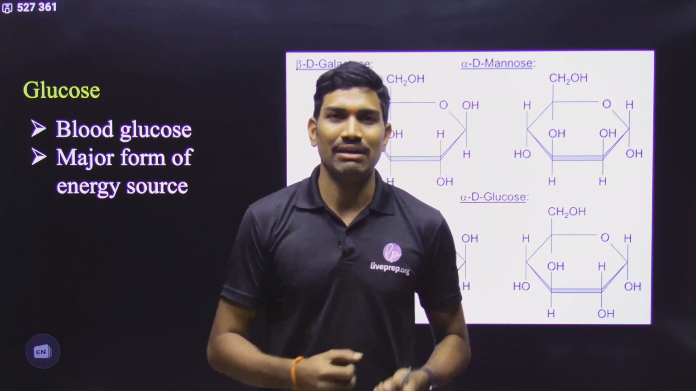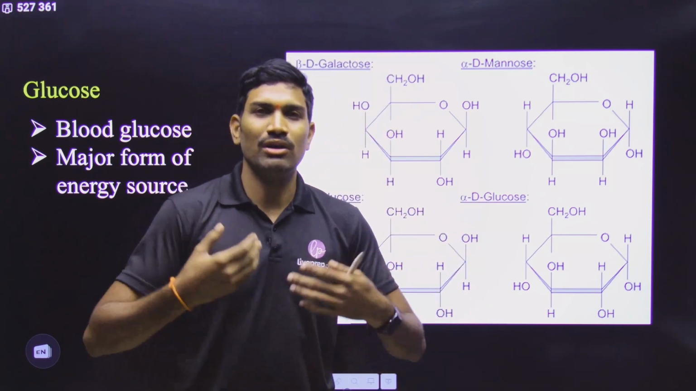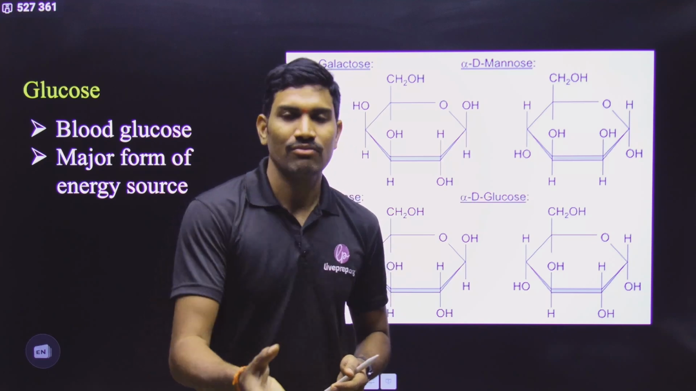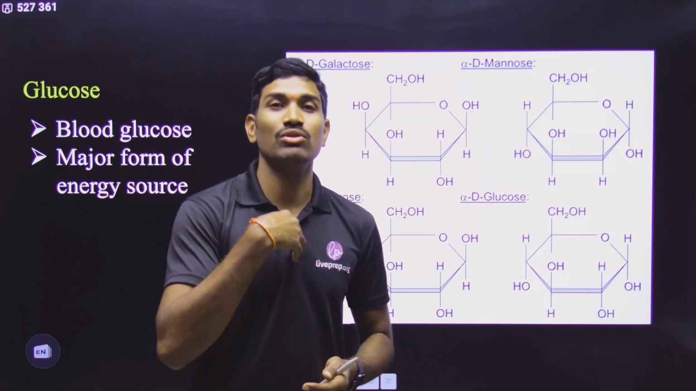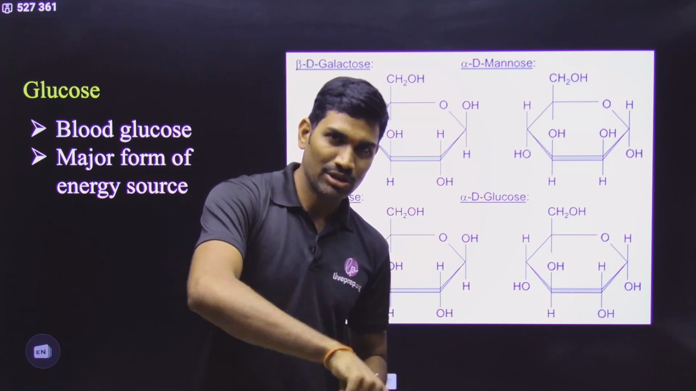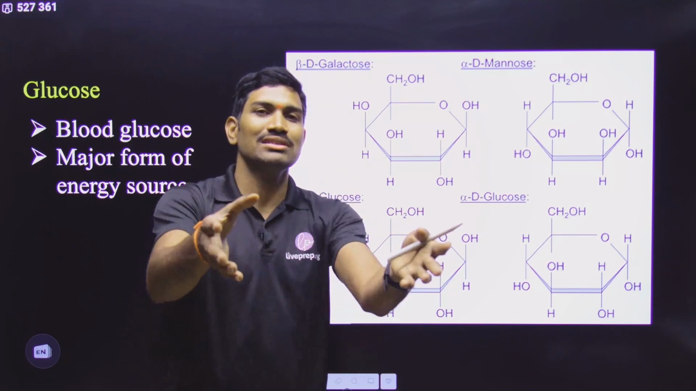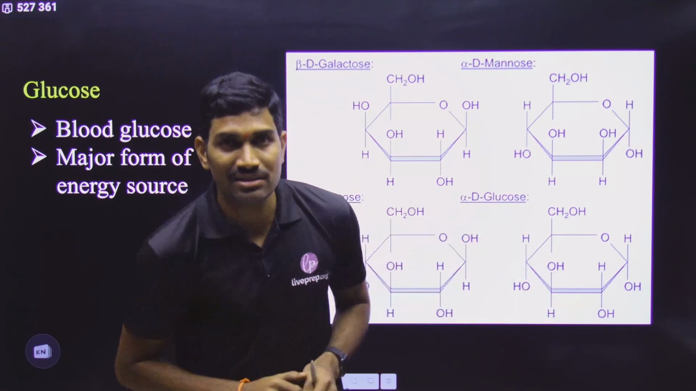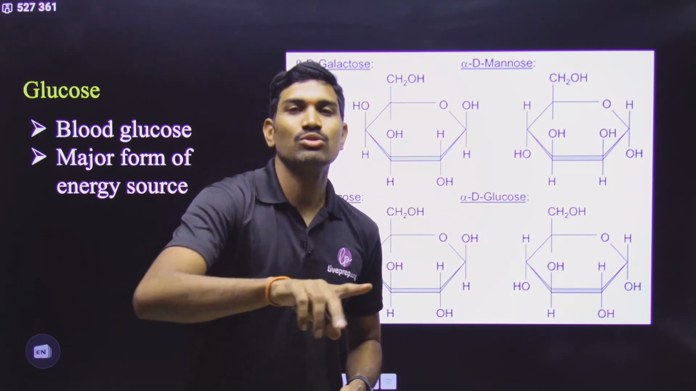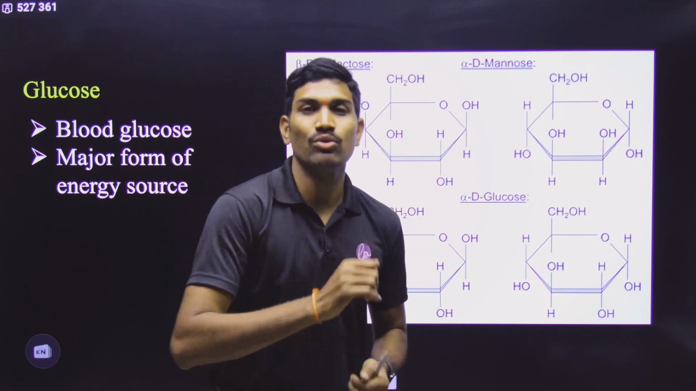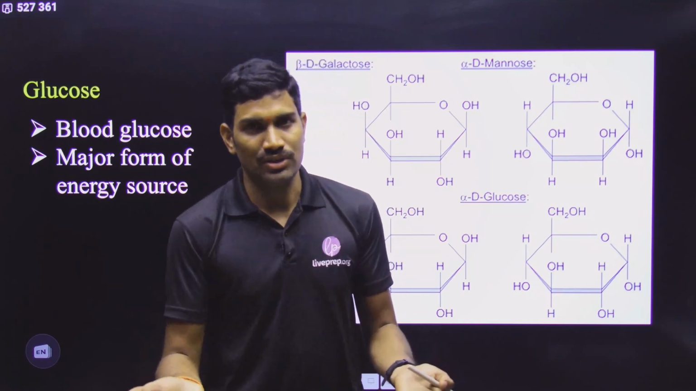That is the reason why, whenever we are playing games and we get weak, we take glucose first. Instead of taking normal sugar, we take glucose, because glucose is directly taken and directly used for energy. Suppose you take normal sugar called sucrose, it should be broken down first.